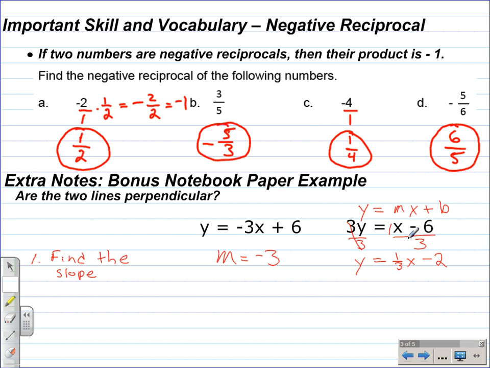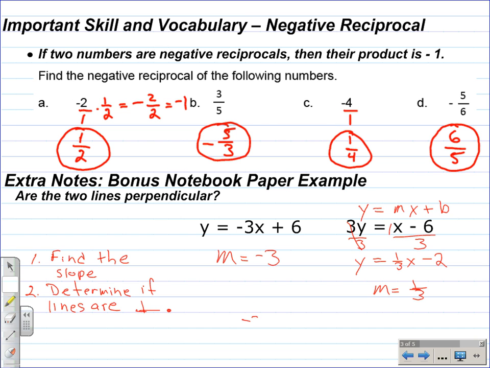Now we can identify the slope. The slope in this equation is equal to 1/3. Now we can see that they are negative reciprocals of each other, but we should show that, and that's our second step. We're going to call that determine if the lines are perpendicular. Now here's the symbol for perpendicular. So like an upside down T.